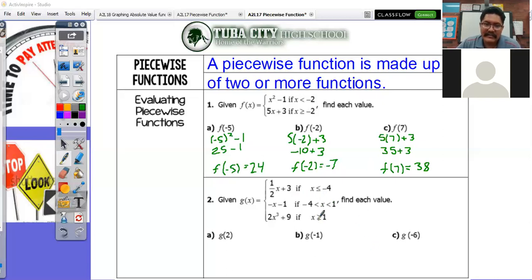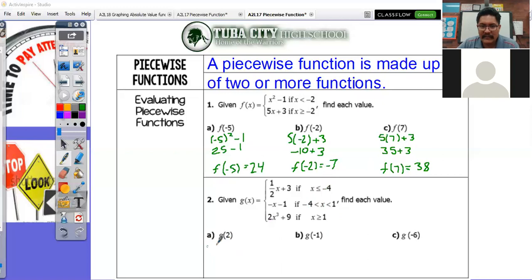And for the last section, we have X values greater than or equal to 1. So let's go ahead and start plugging these in. So G of 2, which one of these do we plug it into? Okay, so in this case, 2 is less than -4. Okay, that's false. 2 is greater than 1. Okay, so it's going to be this one here, because 2 is greater than 1, and it's not between -4 and +1. So let's go ahead and plug it into this one here.